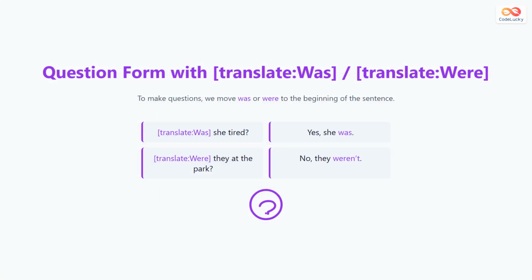To make a question, move was or were to the beginning of the sentence. For example, say, was she tired or were they at the park? This small change makes it a question. If your answer is yes, say yes she was or yes they were. If your answer is no, say no she was not or no they were not.